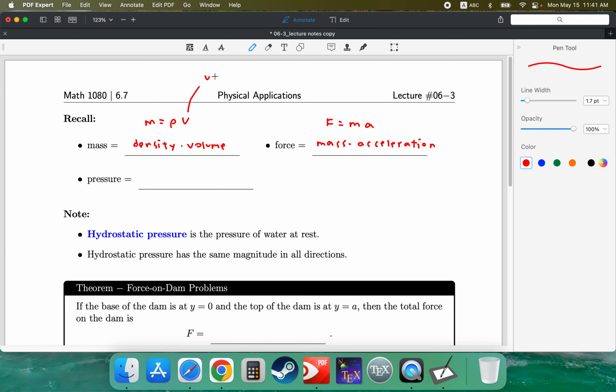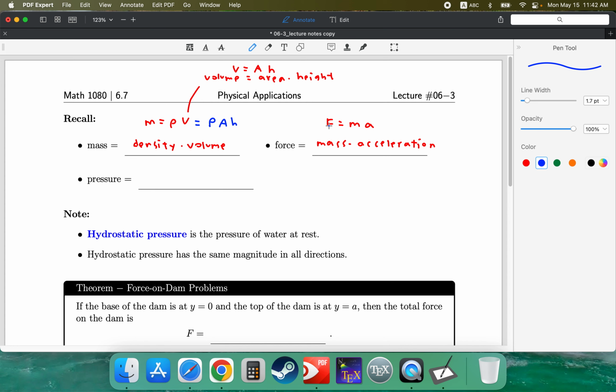We know that the volume is evaluated by using area times height. Okay, the base area times height. So we have V equals A times H, where A is the area, the base area of the solid, and H is the height. Okay, so we can rewrite this as rho times V. V is AH, so we have rho times A times H.